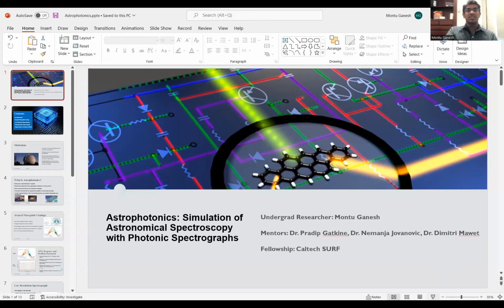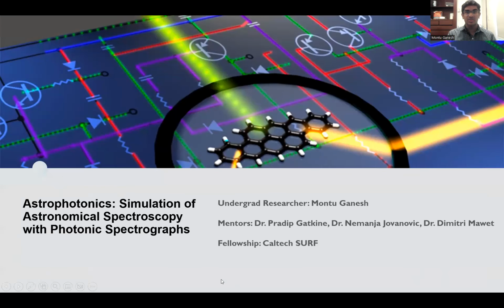So my Caltech SURF project that I did this summer was Astrophotonics, or more specifically, the simulation of astronomical spectroscopy with photonic spectrographs. My mentors were Dr. Gutkin, Dr. Jovanovic, and Dr. Mawit, who have helped guide me and supervise this project.